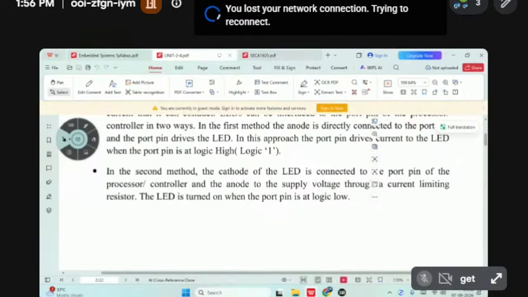To have that situation, the entire connection should be given to the logical level low, logic low, right?